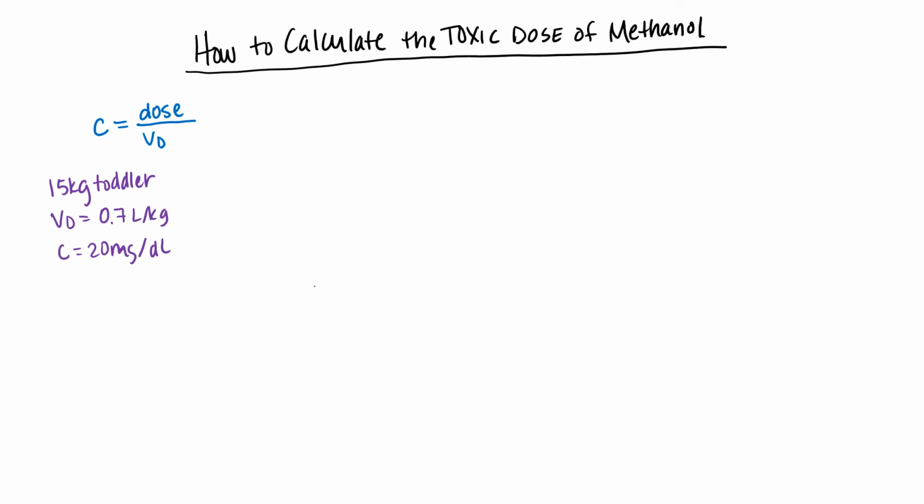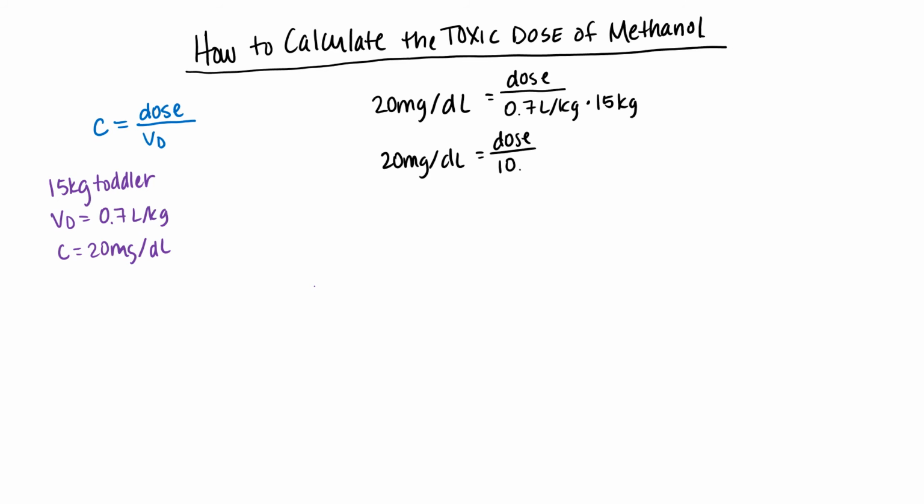So as you can see, we start with 20 milligrams per deciliter equal to the dose, which we're going to calculate, over the volume of distribution being 0.7 liters per kilo multiplied by 15 kilograms. As we carry through this math, we'll eventually get to a dose of 2,100 milligrams being our toxic dose of methanol, or 2.1 grams. But we're not quite done yet.